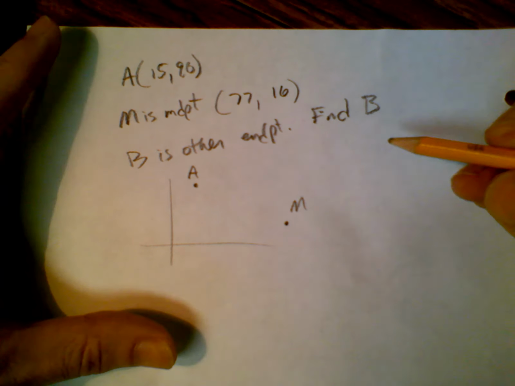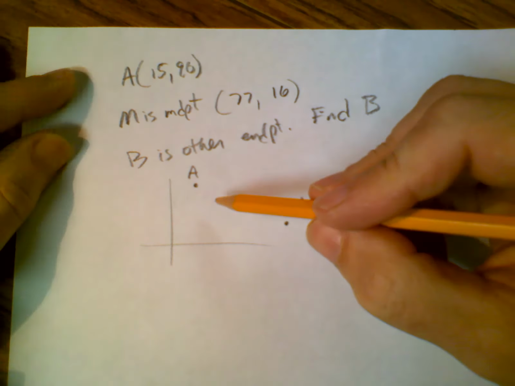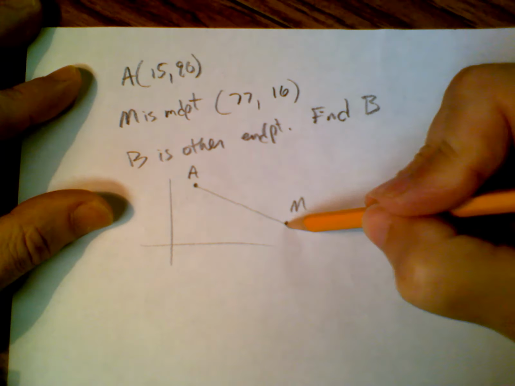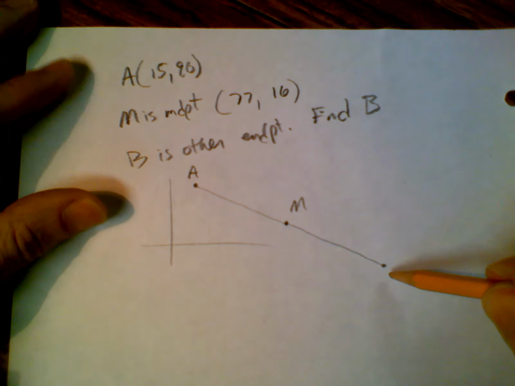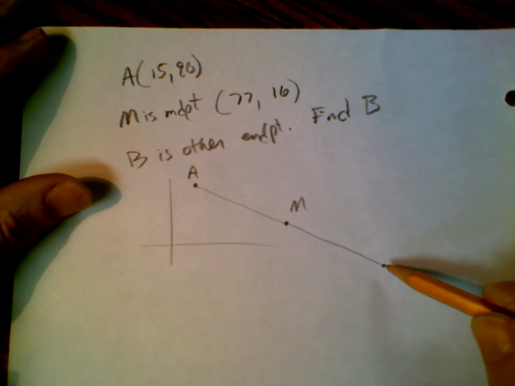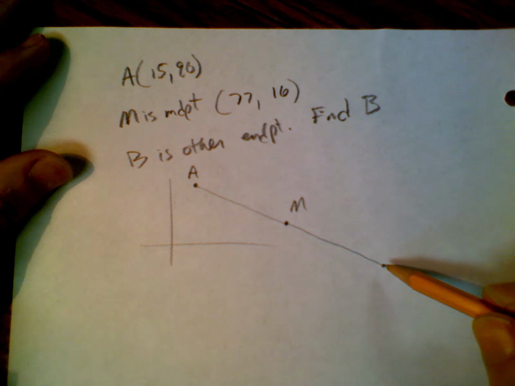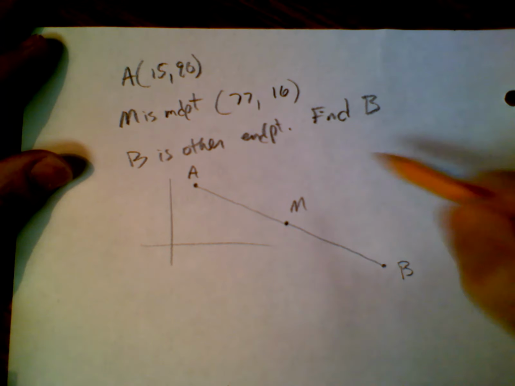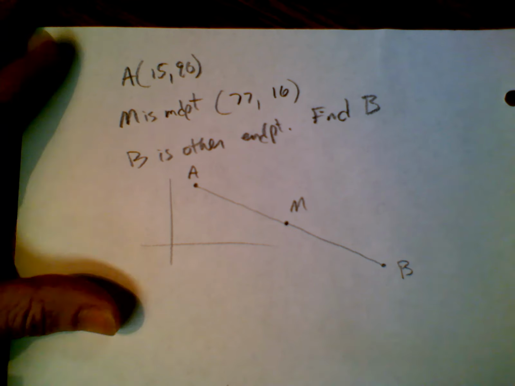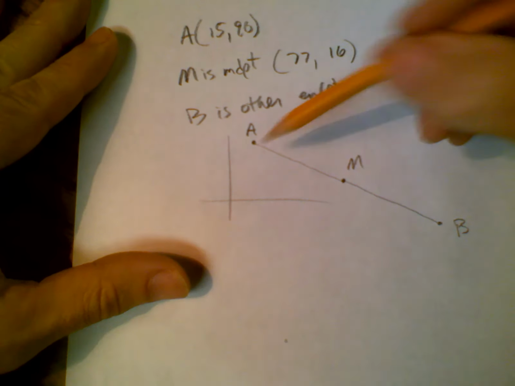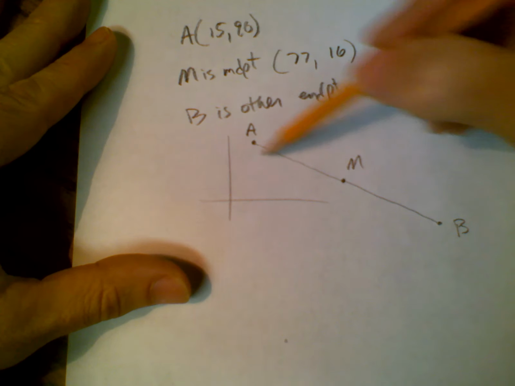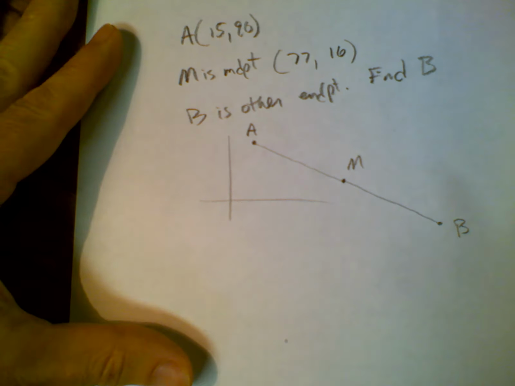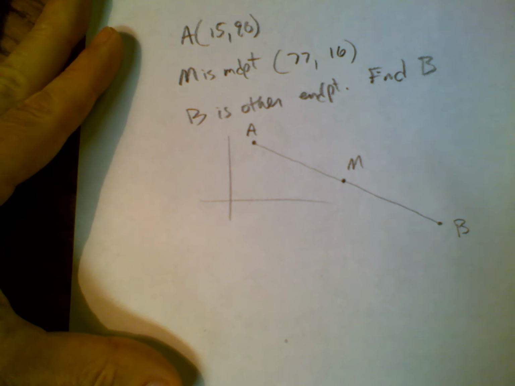So from this picture, even though it's not super accurate to scale, I can tell that point B is going to be down and to the right. In fact, its y coordinate looks to me like it's very likely to be a negative number. So these are good visual clues to have before starting the problem. Okay. Now, again, you can find out how far it is from M to A, and then do the arithmetic to take you the same distance in that direction. I'm going to use the midpoint formula.